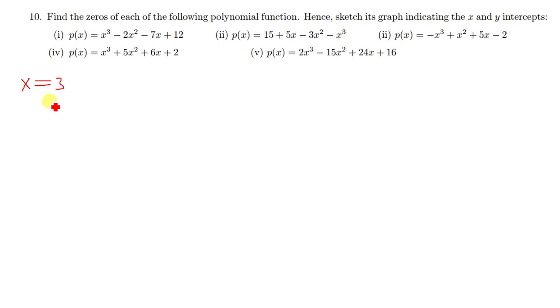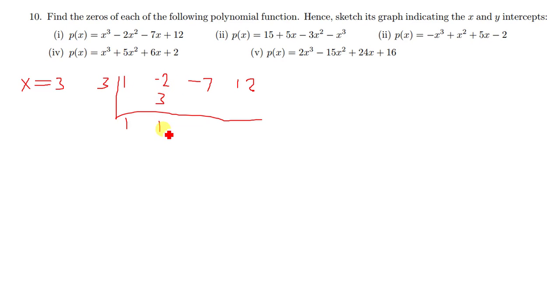So now how do we go about this? We now use synthetic division to divide this. So we're going to have something like this. You have 1 there, you have negative 2, you have negative 7, you have 12 there. And then you put your 3 there. So you bring down this 1, you multiply 3 times 1, you're going to have your 3. When you add the negative 2 there, you're going to have 1.